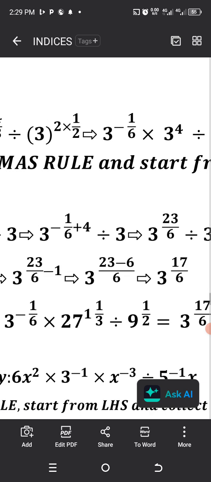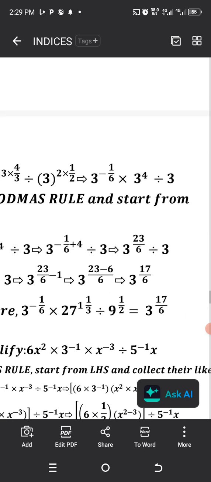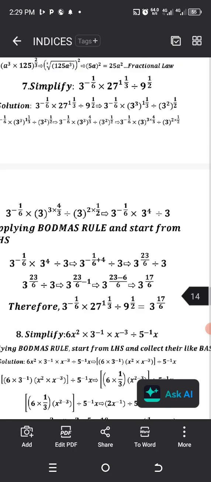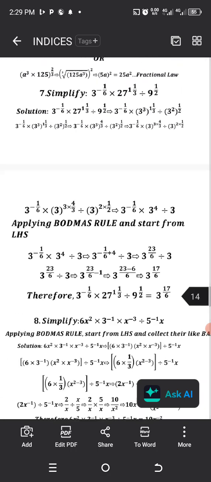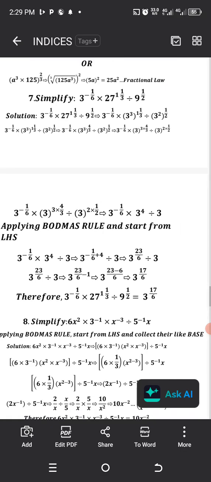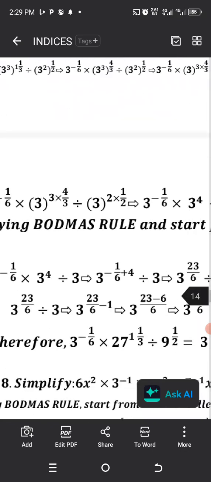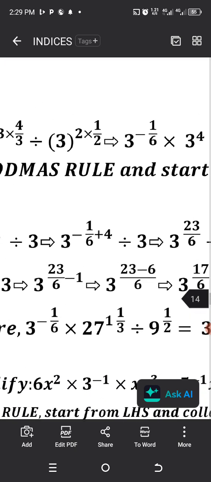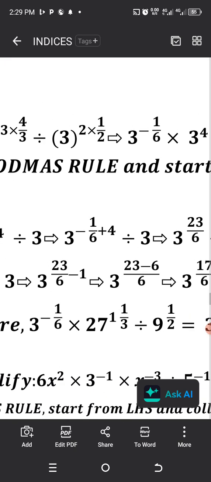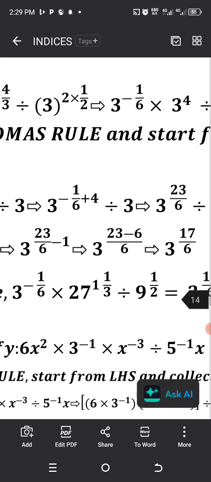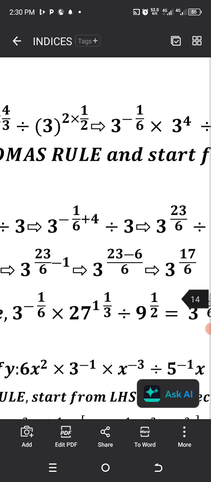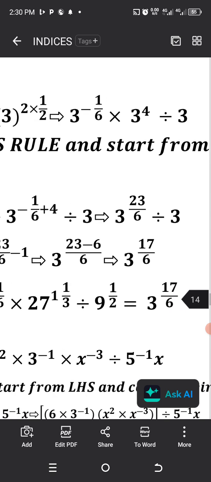So applying BODMAS rule, based on what I've stated before, and starting from the left hand side, that is LHS, firstly I do the multiplication aspect. So you will see that the expression has now changed to 3 raised to power minus 1 over 6 plus 4 divided by 3. So if you solve it mathematically, we now have 3 raised to power 23 over 6, divided by 3.